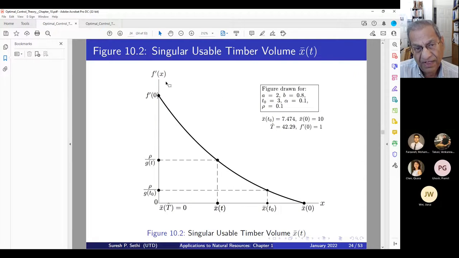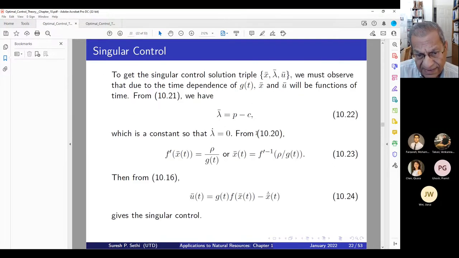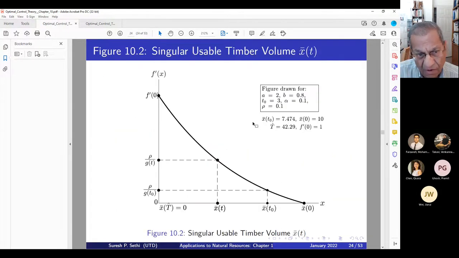So I have a picture now. I have f prime x, and I'm trying to plot this equation. So I have f prime x and x, and f prime x equal to rho divided by g t. If I put that one there, I will get x bar t. If I put rho over g t zero, I'll get x bar t zero. So I can have a path of x bar all the way from t zero to t hat by doing this, by going here. This is basically the inverse function. That's how you do the inverse function.